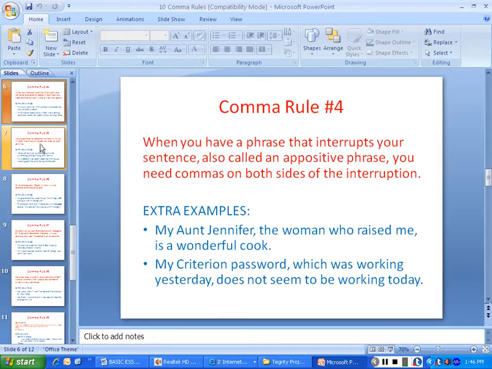My Criterion password, which was working yesterday, does not seem to be working today. Again, we could just as easily write, my Criterion password does not seem to be working today, but we have an interrupting phrase in the middle to let our reader know that the password was working yesterday.